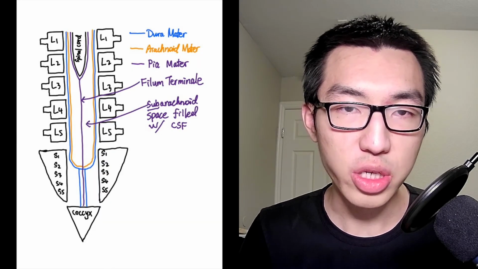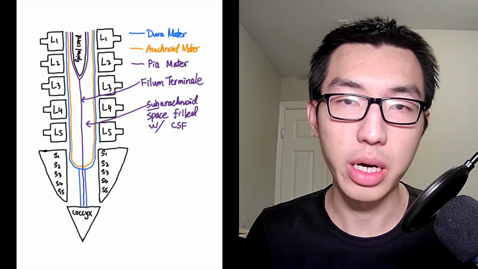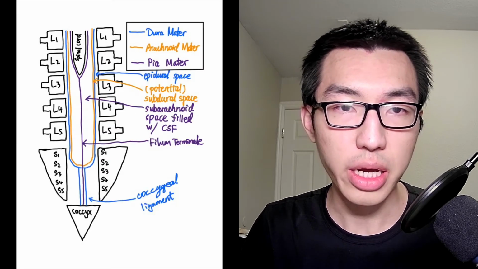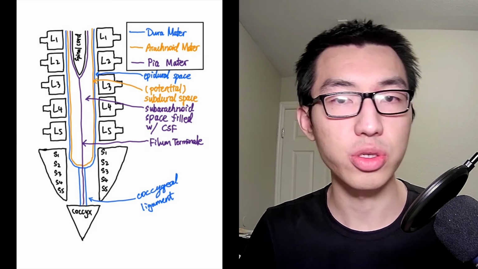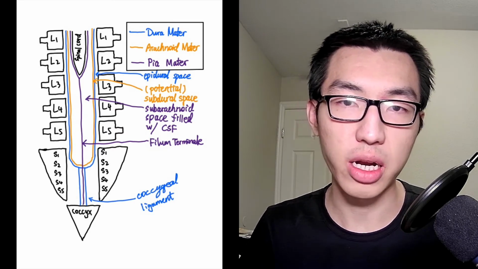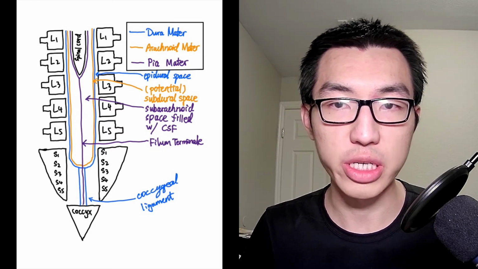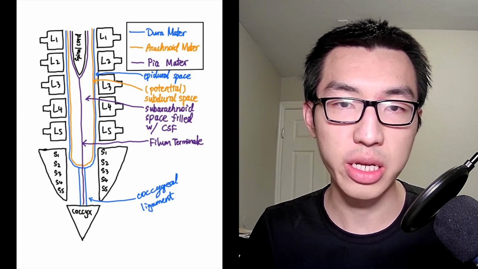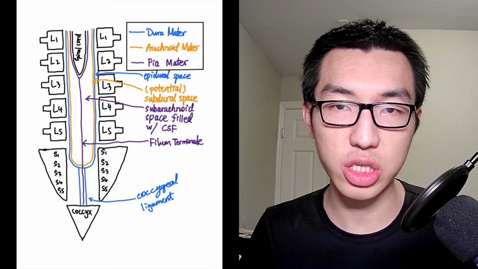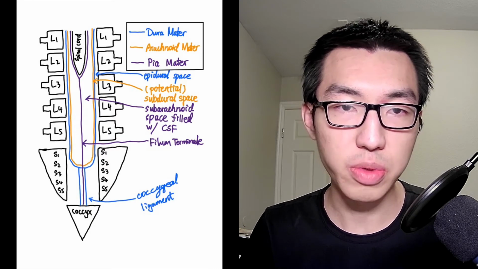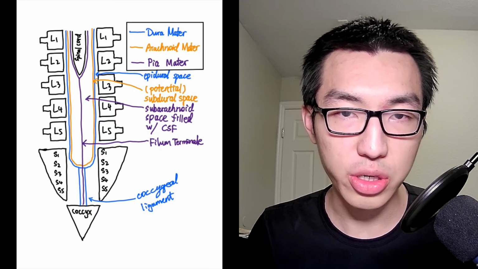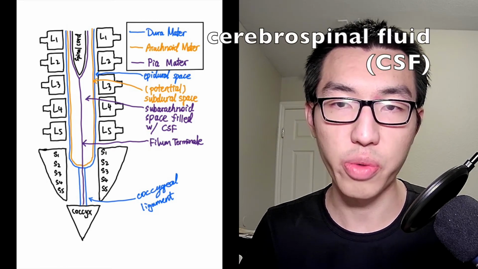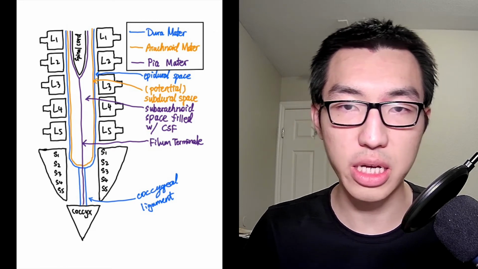The innermost layer is called pia mater. Pia means soft. It tightly invests the spinal cord. At L2 level, it continues as a thin extension, the filum terminale, which perforates the arachnoid mater and dura mater at S2 level and continues within the coccygeal ligament. The space between pia mater and arachnoid mater is called subarachnoid space. It is filled up with cerebrospinal fluid, or CSF.